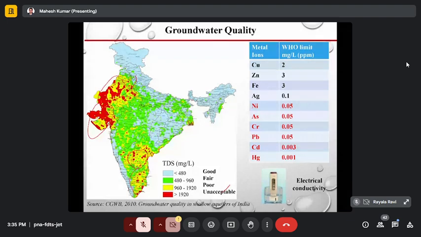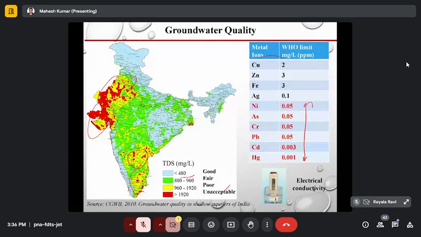But here, how are we measuring the TDS? We are measuring only the conductivity of the water. So even if TDS is lower than basically 480 milligram per liter, if heavy metals are present, then the water is not drinkable, it is highly toxic.